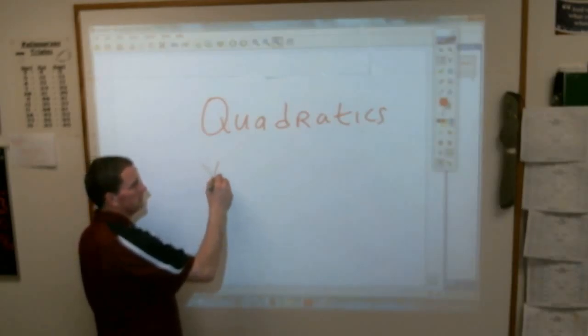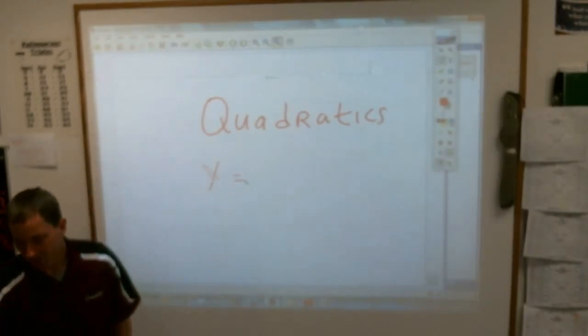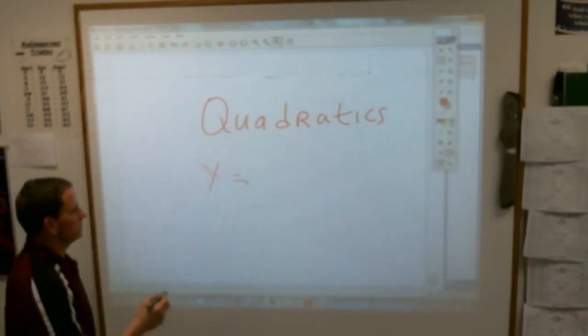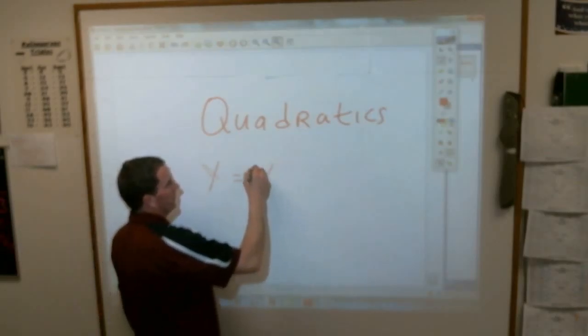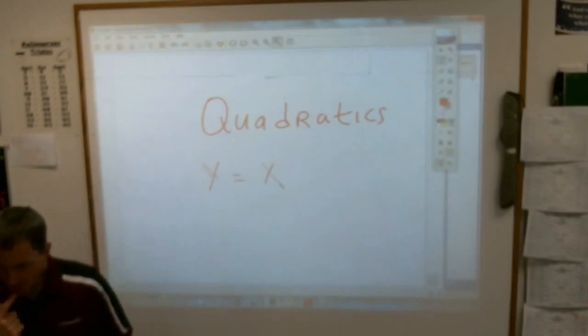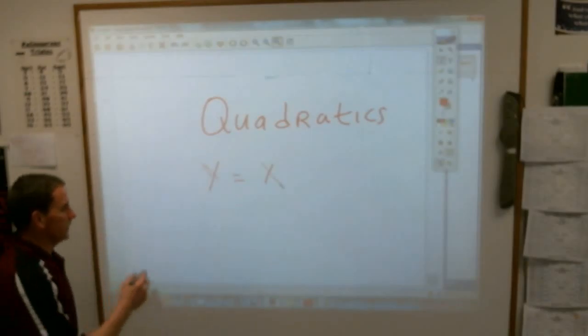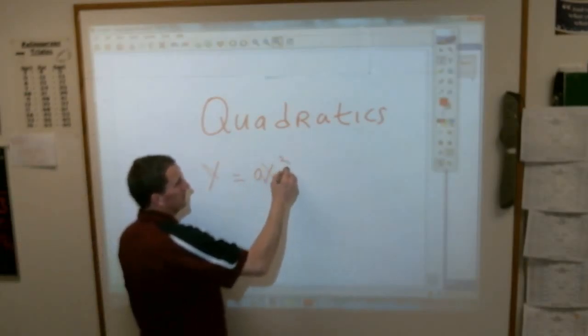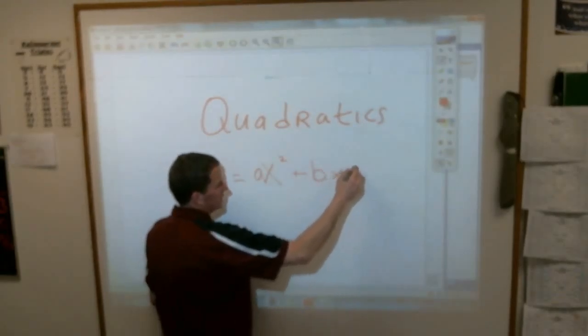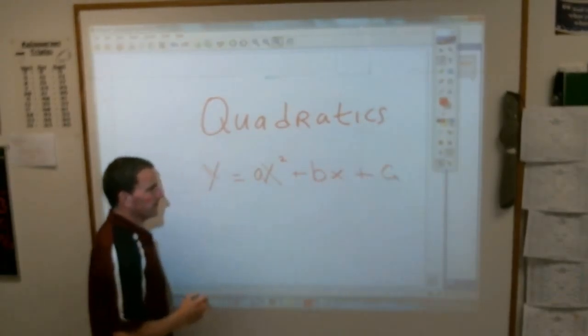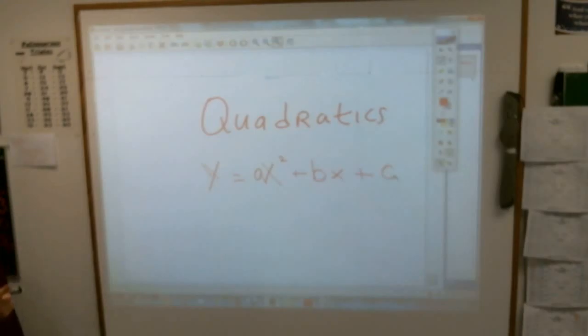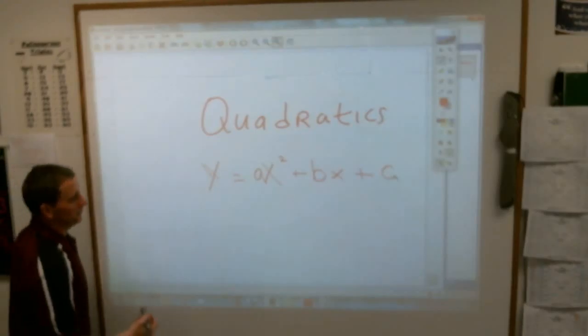y equals ax squared plus bx plus c. We did the quadratic formula, right? Yes. So this should be familiar to you.